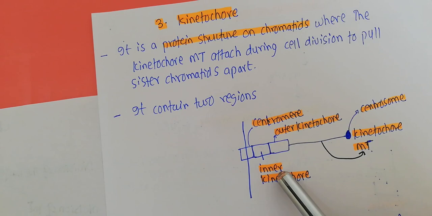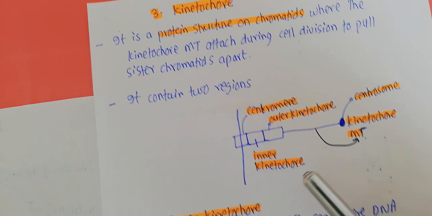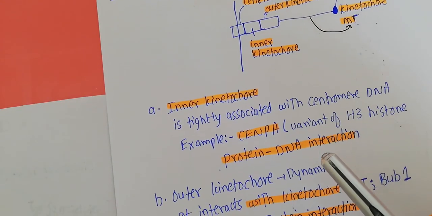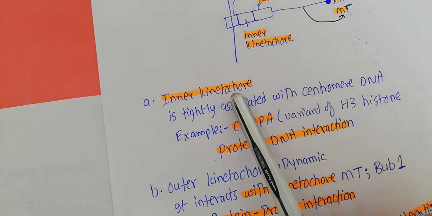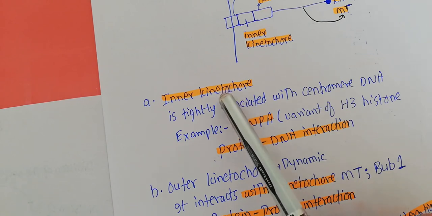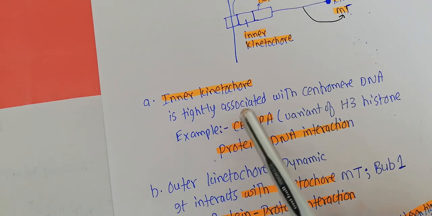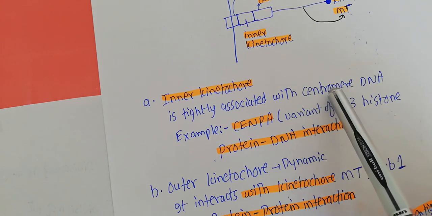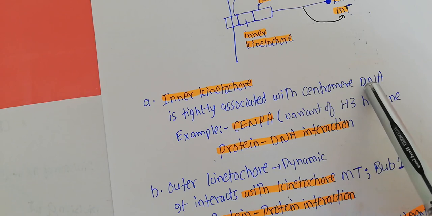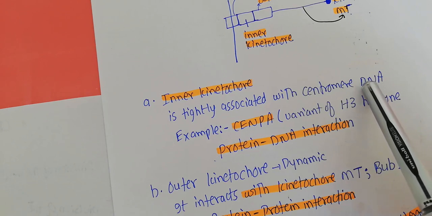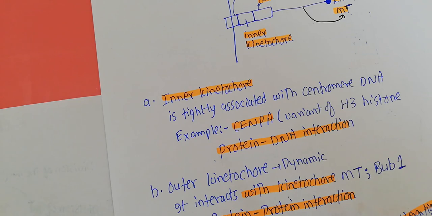If you look at the detailed structure of the kinetochore, it is actually made up of two subtypes. One is known as the inner kinetochore. The proteins of the inner kinetochore are tightly associated with the centromere DNA. You all know that DNA is a negatively charged molecule because of its phosphate groups, so proteins with a positive charge will interact well with the DNA.